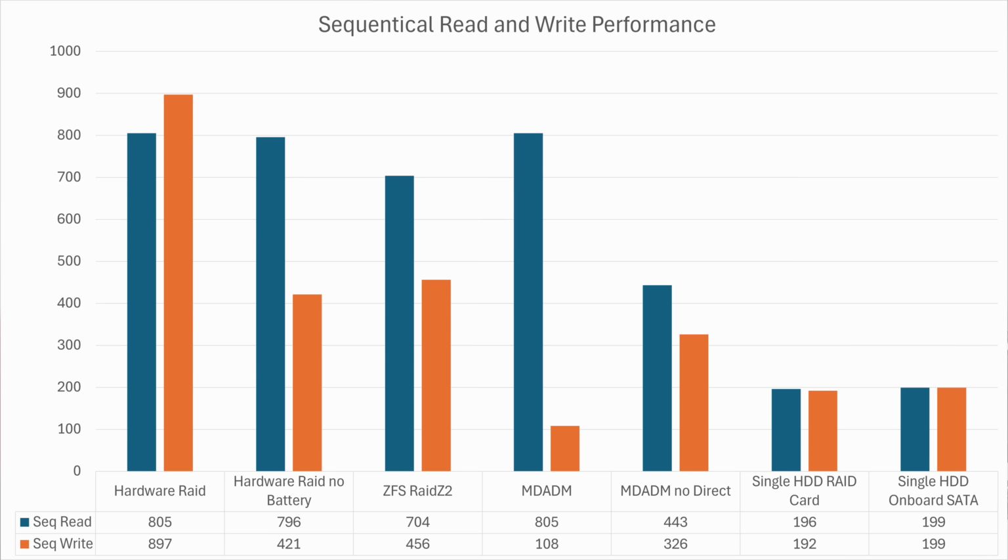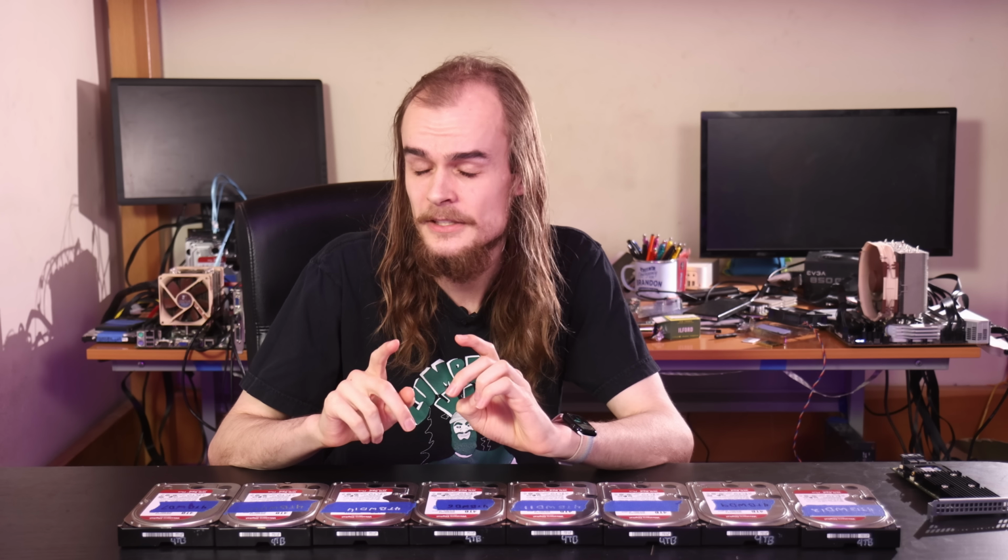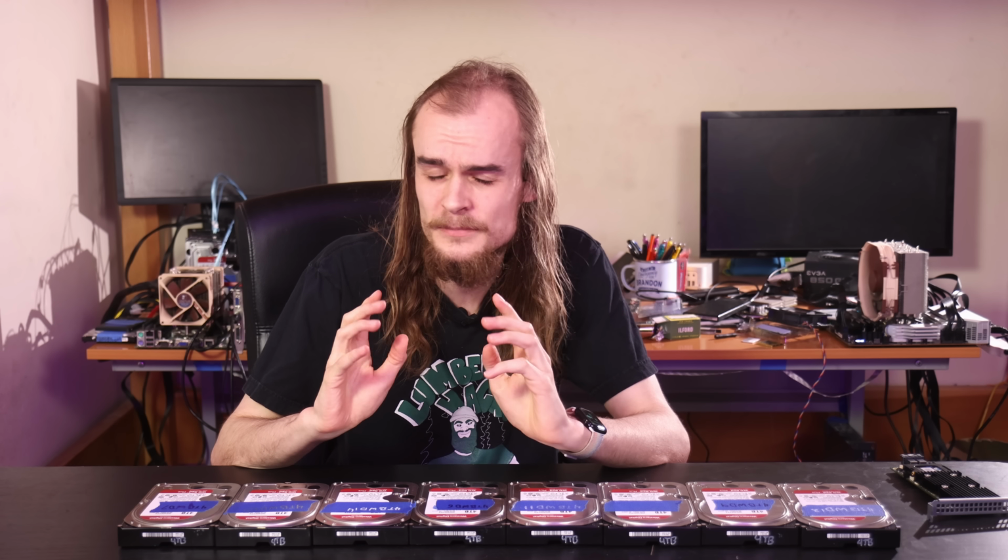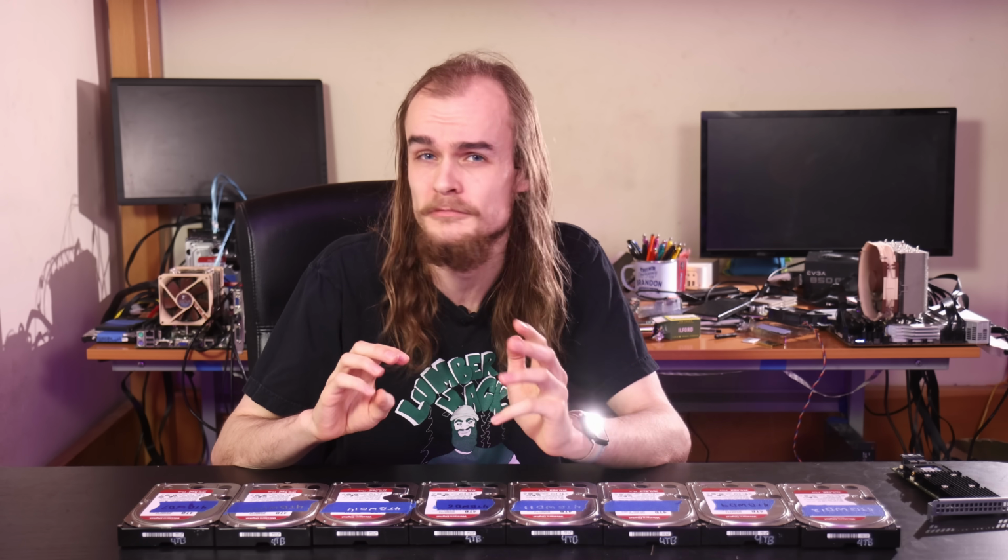Taking a look at my sequential read performance, the first thing I notice is that the hardware RAID card is kind of the best here in terms of reads and writes and nearly maxes out the theoretical performance RAID 6 should give me on these drives. ZFS isn't that far behind. MDADM looks kind of slow. I'm going to talk about this in a second. And then I included a single hard drive connected to this card in JBOD mode for some of the tests and connected to the onboard SATA as well. The thing I noticed was MDADM just seems pretty slow here, especially in writes.